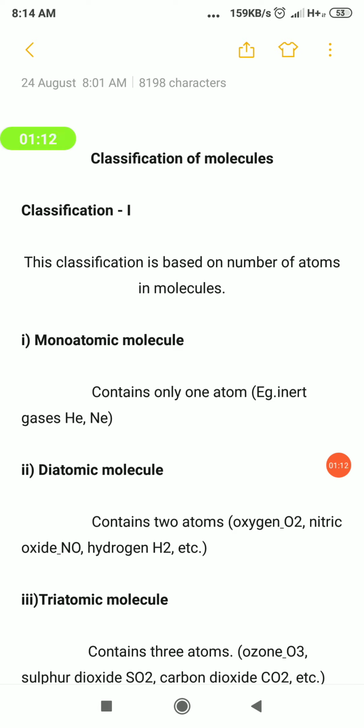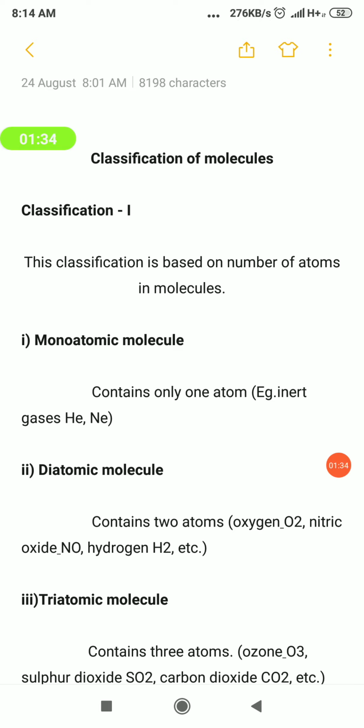Students, first you must know these numerals. In chemistry, mono means 1, di means 2, tri means 3, then tetra 4, penta 5, and so on. But here, after tri, we'll use a common word, poly. The word poly means many. So what is mono? 1, di 2, then tri 3.